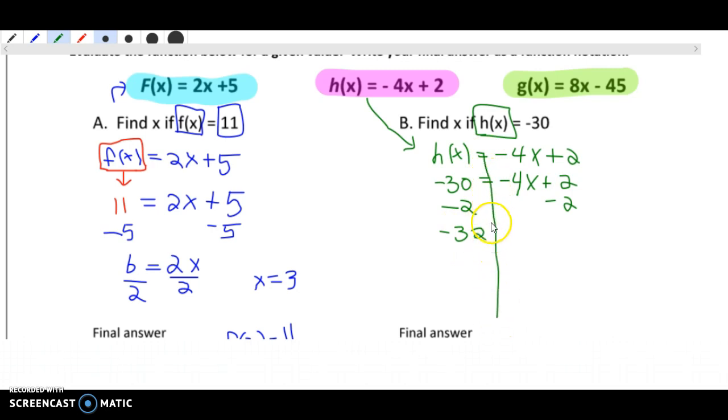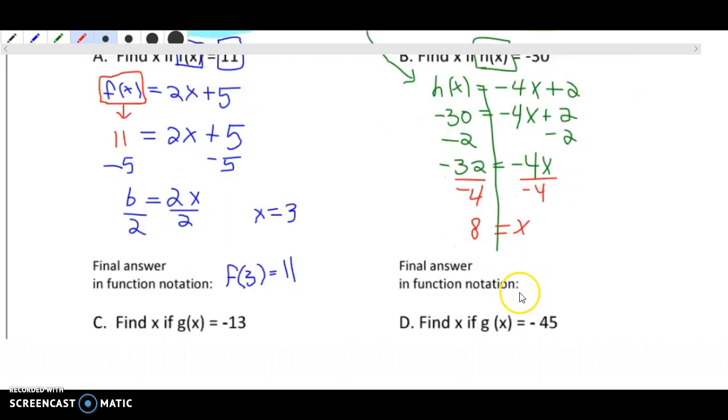I'm going to separate the two sides. That's a negative 4. Okay, 4 goes into 32 how many times? The answer is 8. So negative divided by negative is going to be a positive 8. And that's what our x is. There you go. We figured out the input.